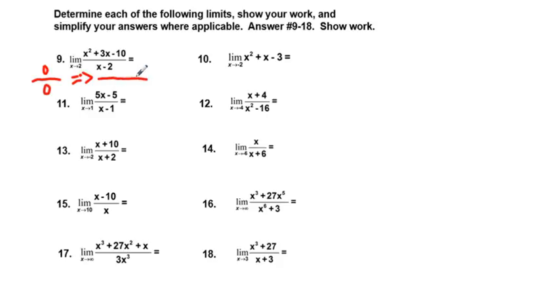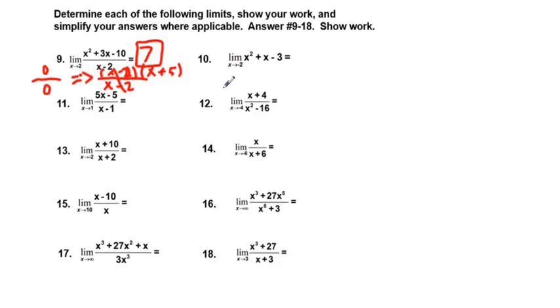See if we can factor. So if we factor, we have in the denominator x minus 2. In the numerator, we can assume that one of our factors will probably be x minus 2. And our other factor is going to be x plus 5. And x minus 2 over x minus 2 cancel. So what we need to do is substitute in 2 into x plus 5. So 2 plus 5 equals 7. So 7 is our correct answer to problem number 9.